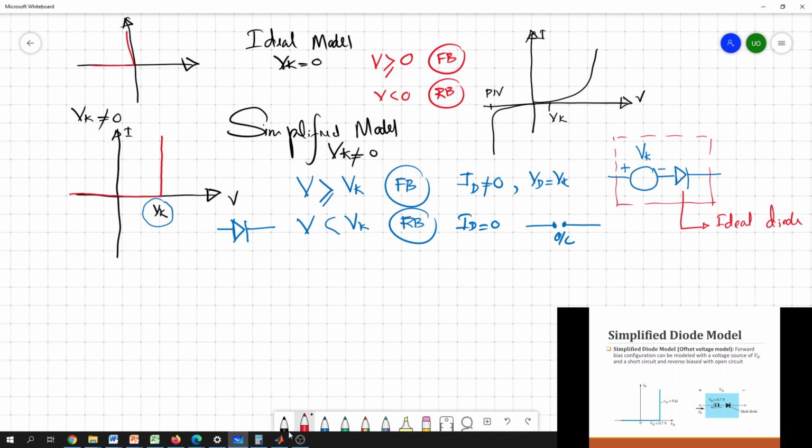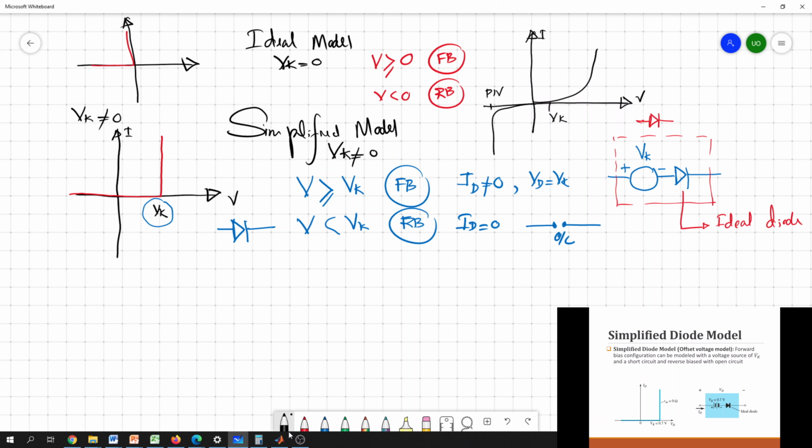So in the simplified version, you have a fixed DC source of Vk. This Vk is the knee voltage or the barrier voltage, and a series ideal diode. So we have an ideal diode here and a series voltage source of value Vk. This entire block represents the actual diode which we are looking for. So see what happens, we can check whether these conditions are satisfied.